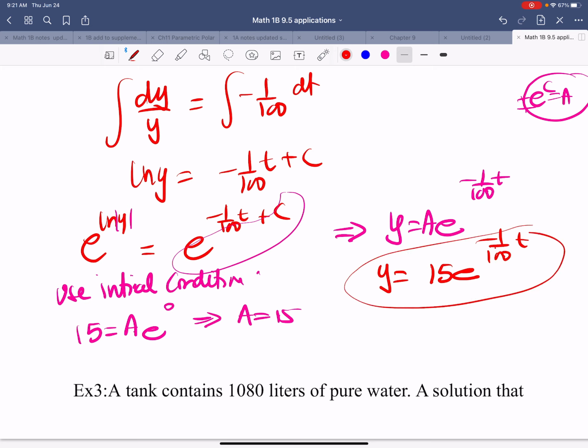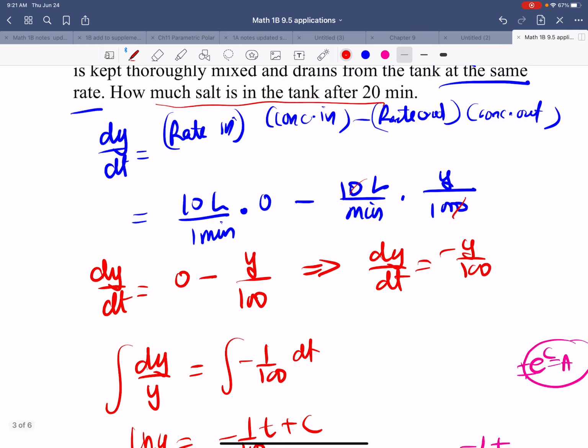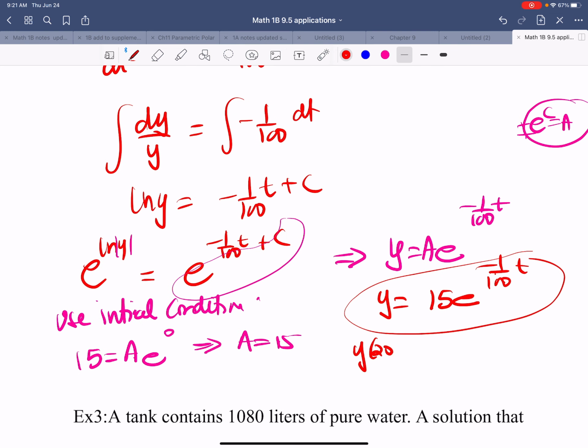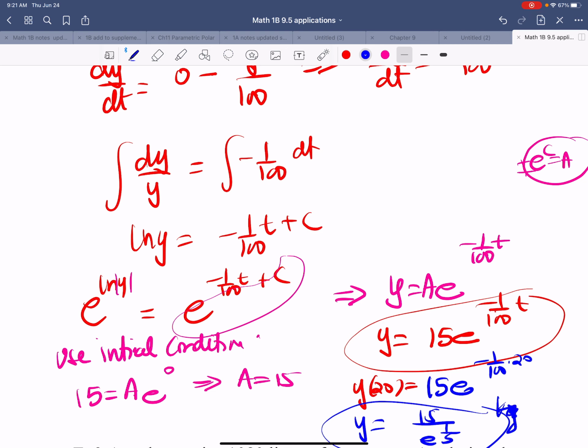We can use this to find the amount of salt at any given time t. We were looking for how much salt is in the tank after 20 minutes. So y of 20 would be 15 e raised to the power negative 1 over 100 times 20, which turns out to be 15 over e to the power 1/5. That would be the amount of salt, and the units would be kilograms in this case.